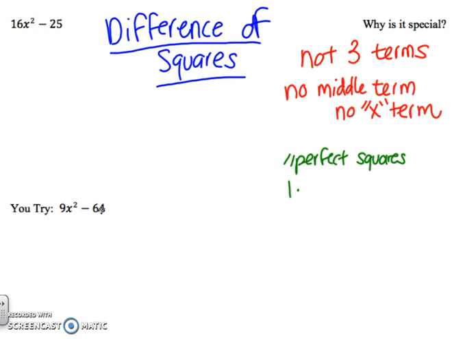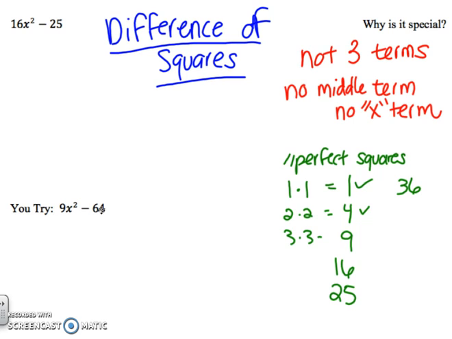Okay. Your perfect squares are 1 times 1 is a 1, so 1 is a perfect square. 2 times 2 is a 4, so 4 is a perfect square. 3 times 3 is 9. 4 times 4 is 16. 5 times 5 is 25. 6 times 6 is 36. 7 times 7 is 49. 8 times 8 is 64. 9 times 9 is 81. 10 times 10 is a 100.